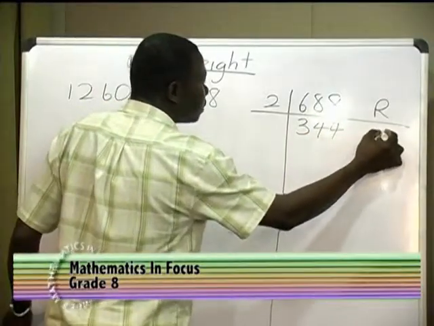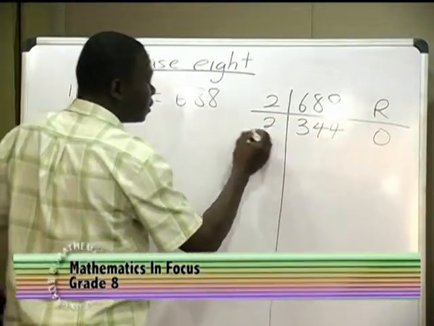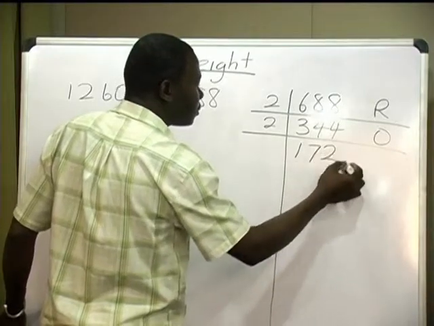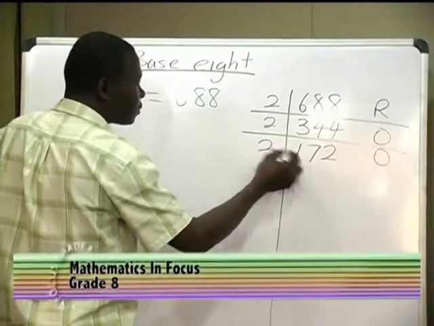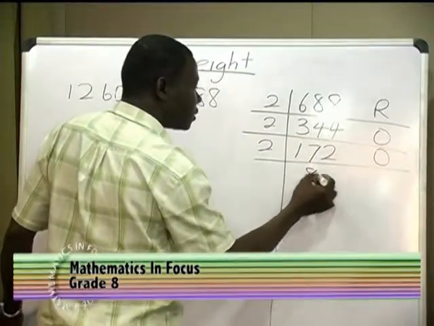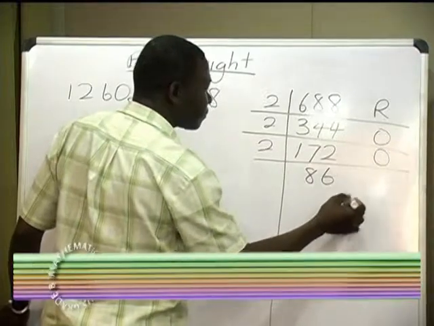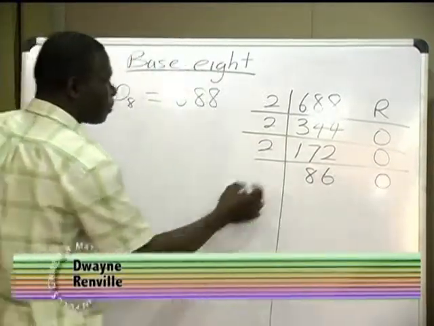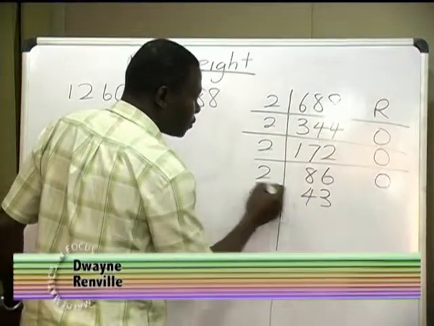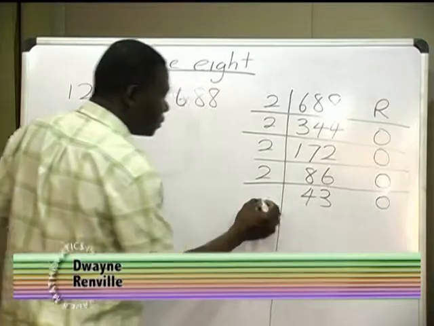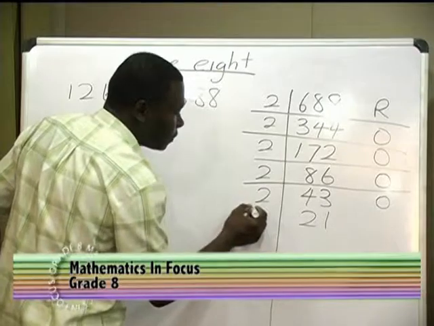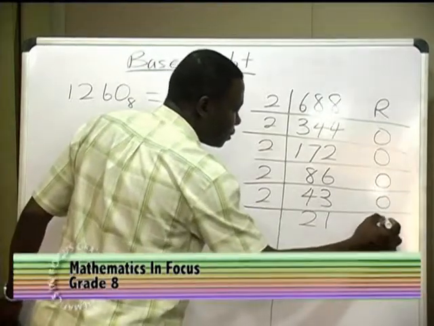344, remainder 0. 2 into 344 gives us 172, remainder 0. 2 into 172 will give us 86, remainder 0. Now we say 2 into 86 will give us 43, remainder 0. 2 into 43, 21, remainder 1.